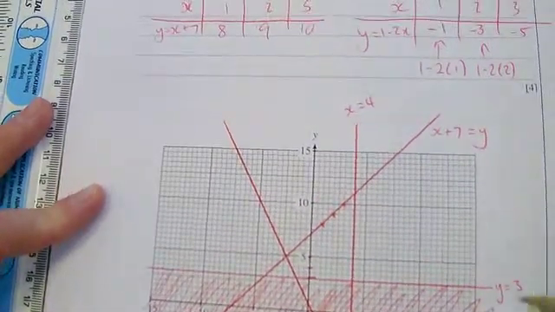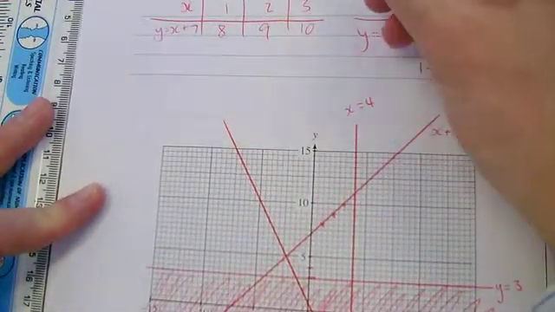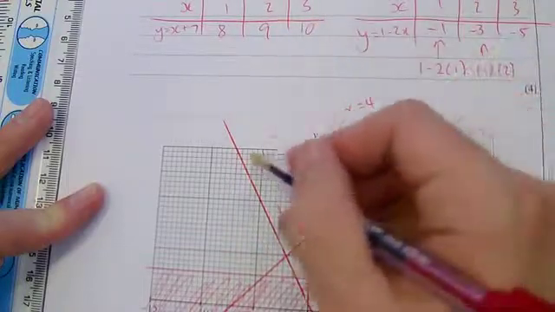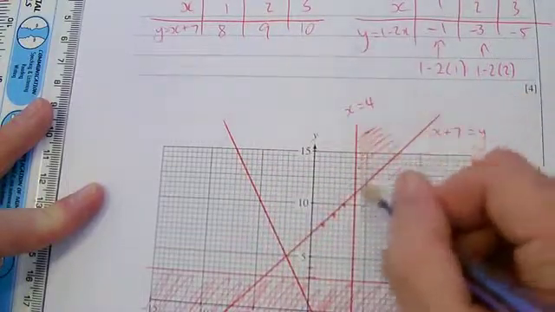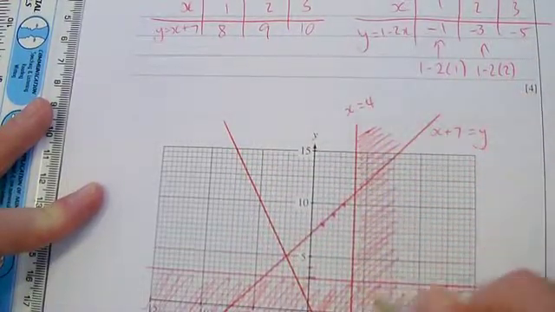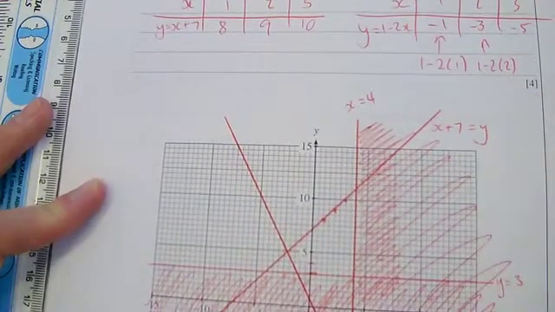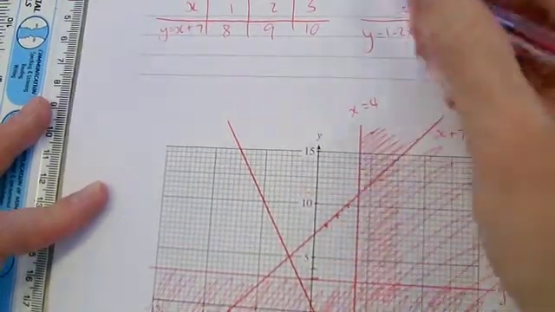Okay? The other one that's easy to do is the x. x is less than 4. So that's all this stuff here at once, so I'm going to shade out all the stuff that I don't want, which is all this stuff to here. Okay? The other ones here, these are your tricky ones.